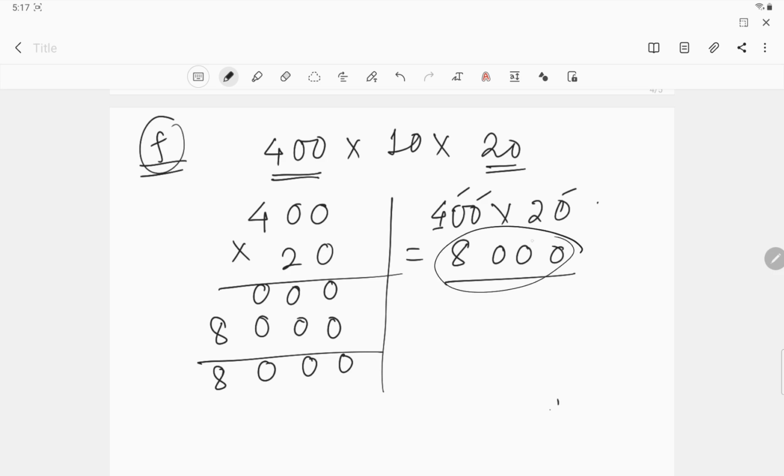Now multiply 8000 by 10, with this number. You will get 8 ones are 8. And how many zeros are there? 1, 2, 3, 4. So 80,000 is our answer. This is our required result.